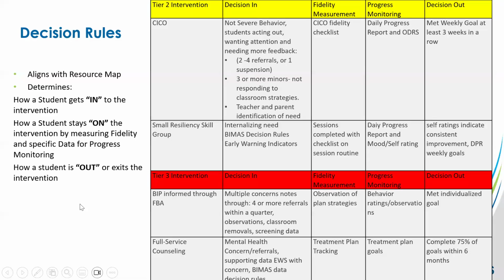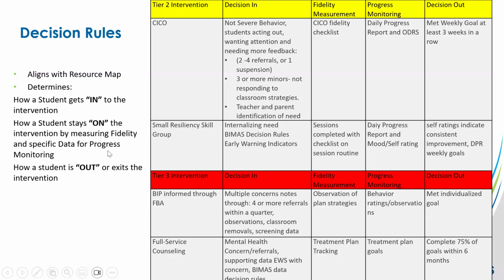So we developed decision rules with the teams. It aligns with the resource map. So what's our intervention? We did, again, that inventory of what was in our school. How do you get in? And this was determined through data and through team processing. And how are we going to measure fidelity? This is a growth area and new for our schools, and progress monitoring and teaching the team members: it's not about a feeling, it's actually about data. Let's move away from our feelings about how students are making progress, which is really exciting to watch as teams become more precise in their work.